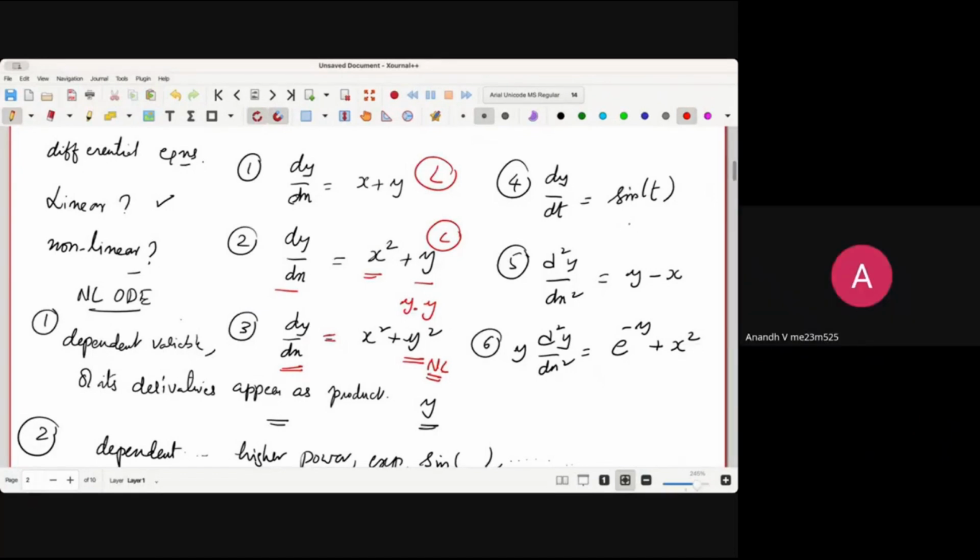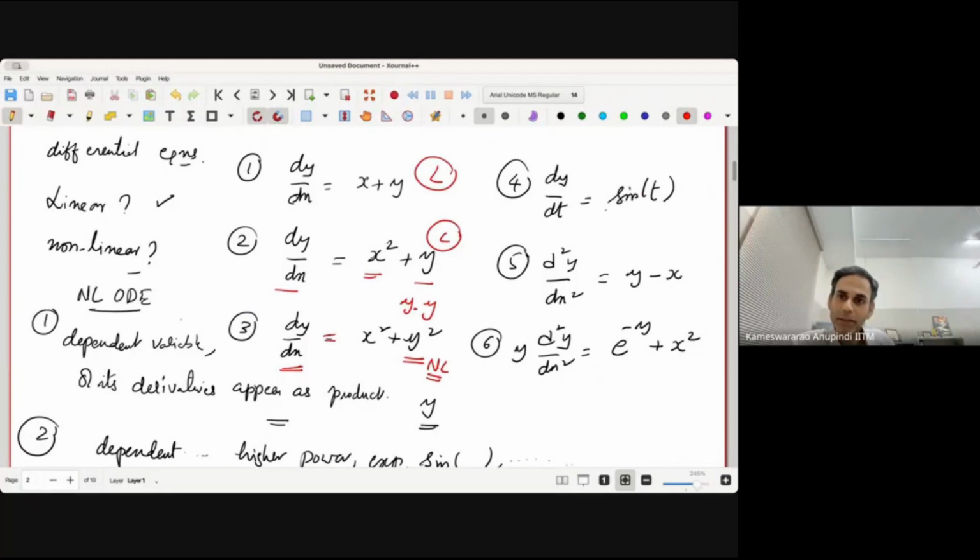Linear. This is linear because you have dy by dt equals sine of t. So that's why it is linear. But if we had dy by dt equal to sine of y, this would have been nonlinear because then we are essentially making our dependent variable the argument of a trigonometric function.